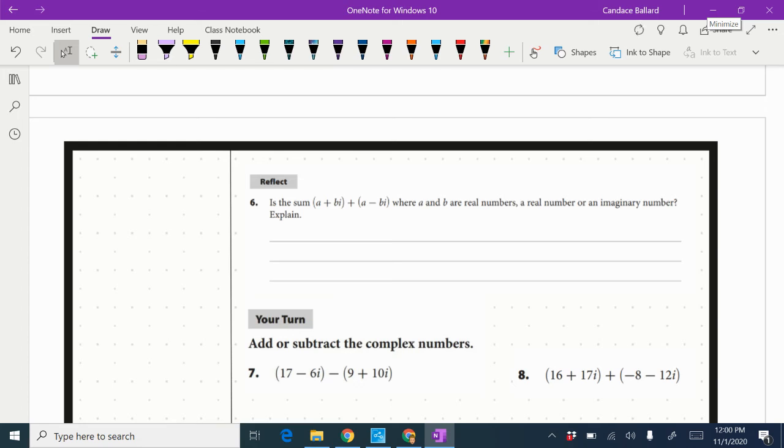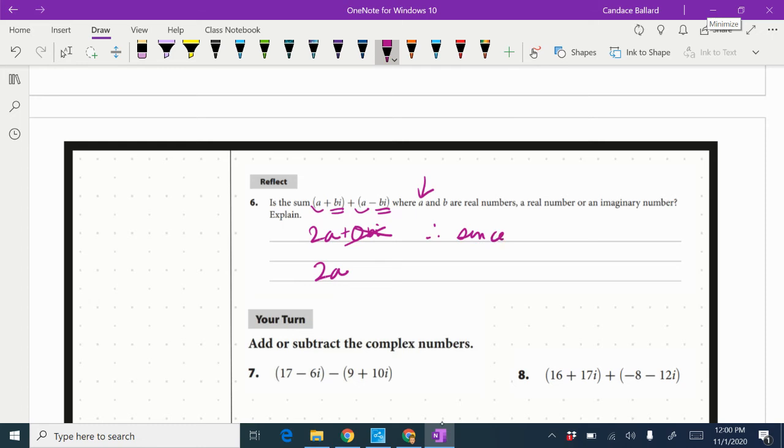It asks us, is the sum a plus bi plus a minus bi, where a and b are real numbers, a real number or an imaginary number? Explain. Okay, so let's check it out. If I add these two together, a plus a would be 2a. And then bi minus bi would actually be 0bi, which really would make it go away. So it's just 2a. And since a is a real number, it would mean that overall it is a real number.